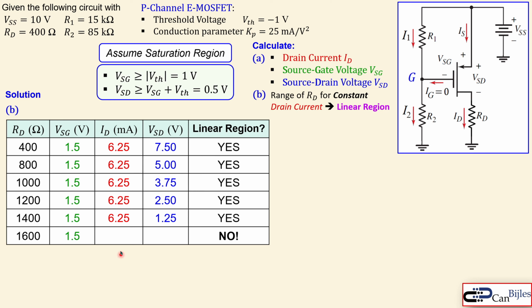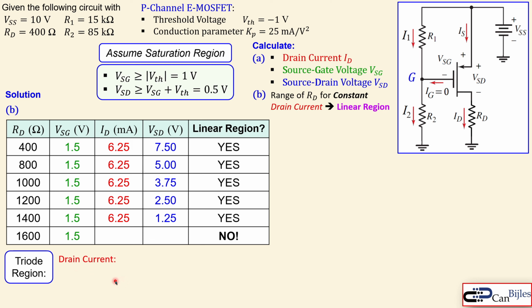So for that, I open these two places here. It is still 1.5 for the source to gate, but not for the drain current, 6.25, also not for the source to drain. So how do we start? We look at the triode region calculations. So we need to use a formula for a different region, which is the triode region, because the saturation region assumption is not valid anymore.